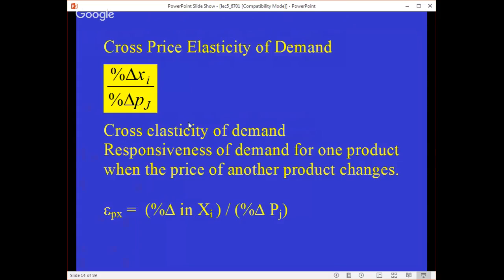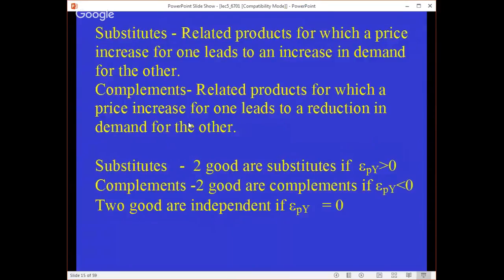So we'll start with cross price elasticity since we've already done own price elasticity. We've talked about it quite a bit, right? It's the responsiveness of demand for one product when the price of another product changes, or the percentage change in Xi divided by the percentage change in Pj, where J is another good that's not I, but related.